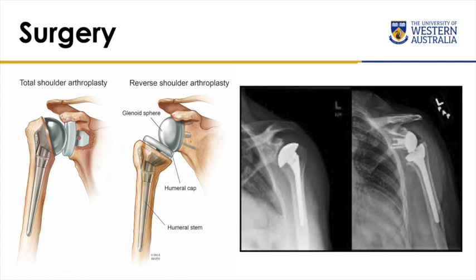The reverse shoulder arthroplasty changes the biomechanics of the shoulder, allowing the deltoid to be recruited and perform the function of the torn cuff tendons. Both operations have excellent results with both pain relief and return of function.